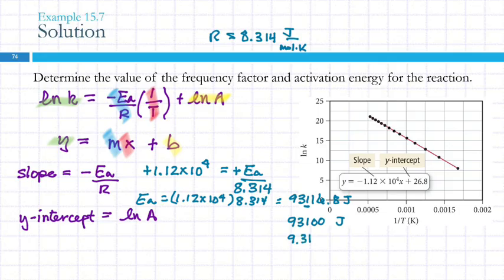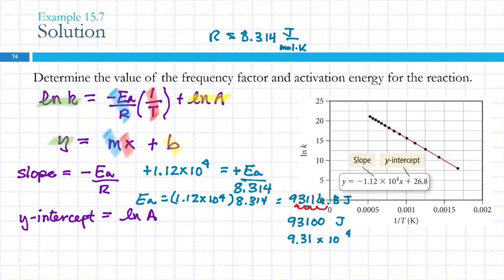9.31. I'm going to leave this a 1 because the next digit is less than 5, so I'm not going to round up. 9.31, those are the digits I want to keep. And then I'm going to times 10 to them. Now we have to count how many places we moved the decimal point. So I went 1, 2, 3, 4 places. So this is going to be a 4.